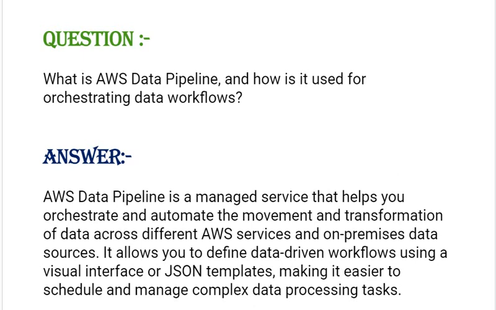Our next interview question is, what is AWS Data Pipeline and how is it used for orchestrating data workflows? Your answer should be: AWS Data Pipeline is a managed service that helps you orchestrate and automate the movement and transformation of data across different AWS services and on-premises data sources. It allows you to define data-driven workflows using a visual interface or JSON templates, making it easier to schedule and manage complex data processing tasks.